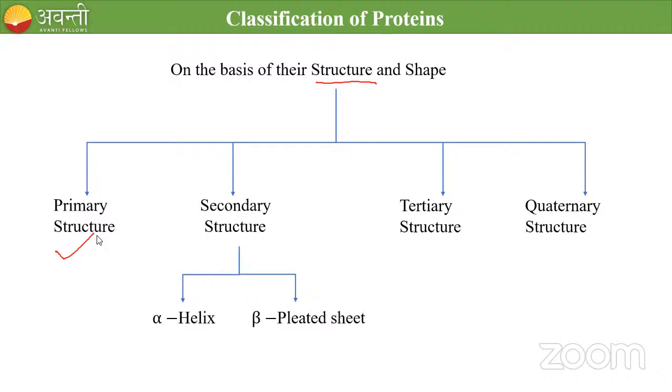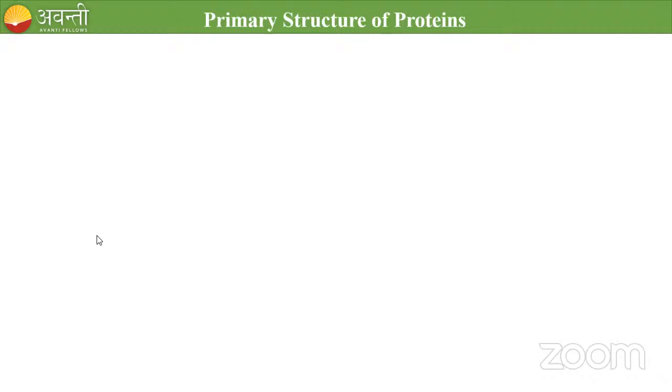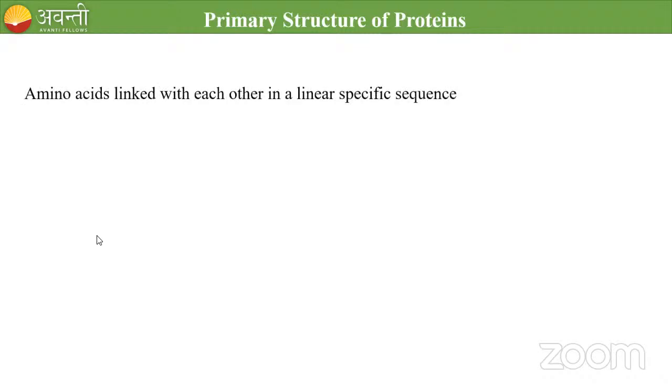So let me start with the primary structure of protein. It is very easy. Amino acids are linked with each other in a linear specific sequence.